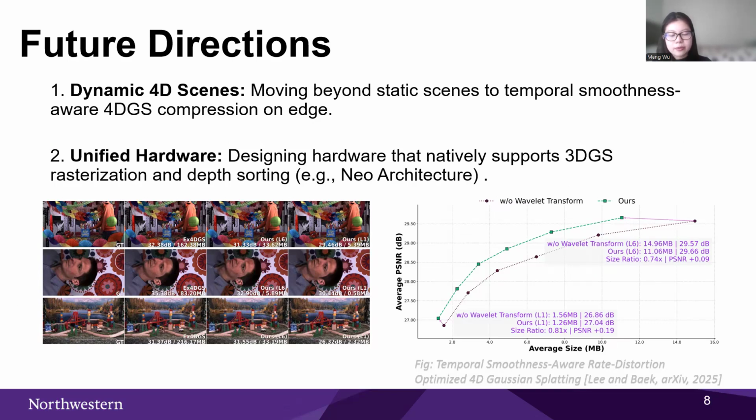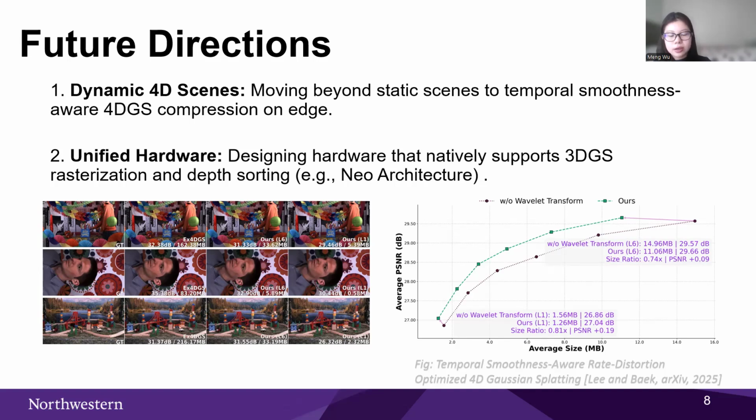First is the rendering of dynamic scenes on edge devices. Current compression techniques focus on static environments. Handling real-time, deformable dynamic scenes, often referred to as 4D Gaussian splatting, remains an immense hurdle for memory bandwidth. Exploring temporal smoothness aware rate distortion optimized 4D will be a critical next step.